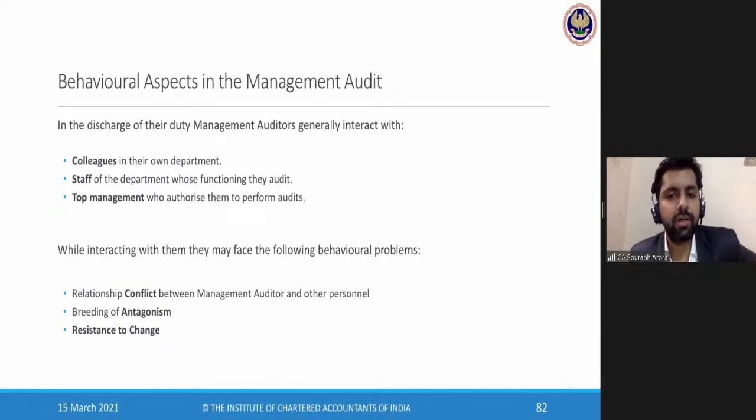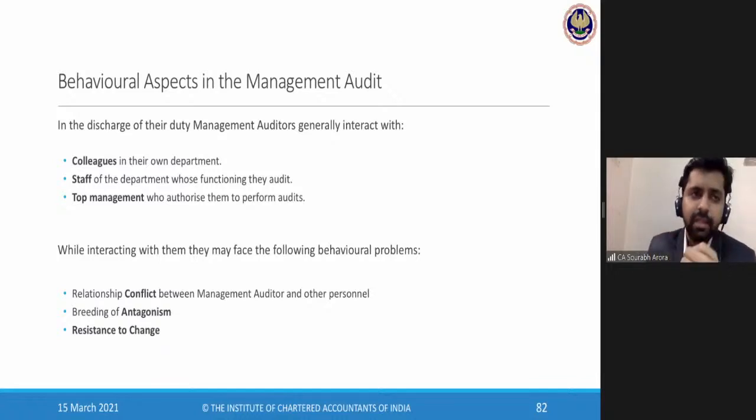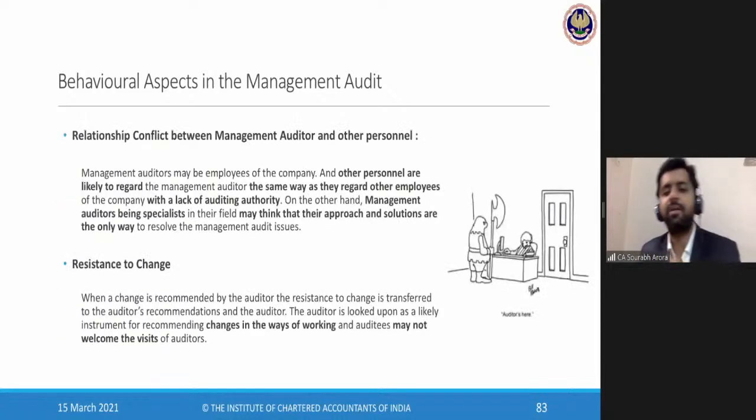So management auditors generally interact with colleagues in their own department, staff of the auditee, and the top management who actually authorize them through the statement of policy that we have discussed, right? And while interacting with them, they may face behavioral problems. And behavioral problems fall into three categories: conflict between management auditor and the other personnel, breeding of antagonism, and the third is resistance to change. These are the three things that you might face.